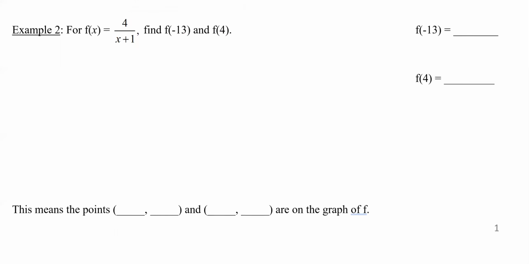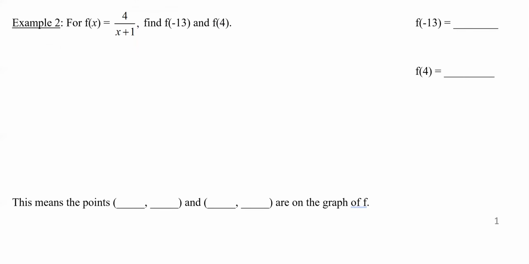Example 2. We want to find f of negative 13. So wherever there's an x in the function, put in negative 13. So we have 4 over negative 12, which is equal to negative 1/3.